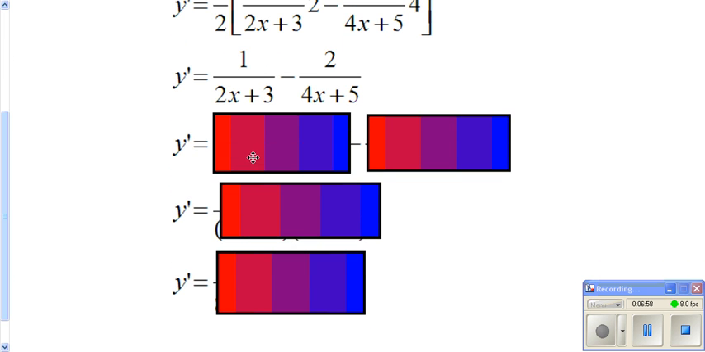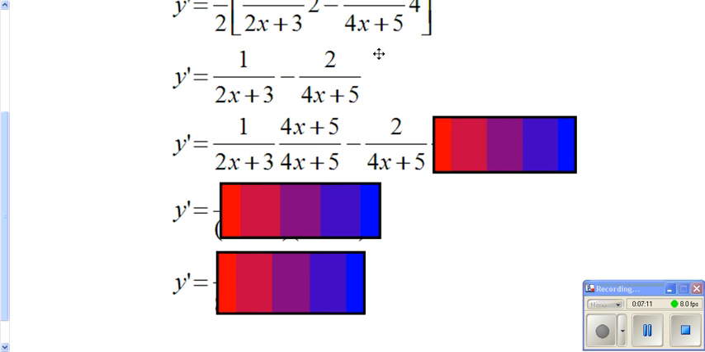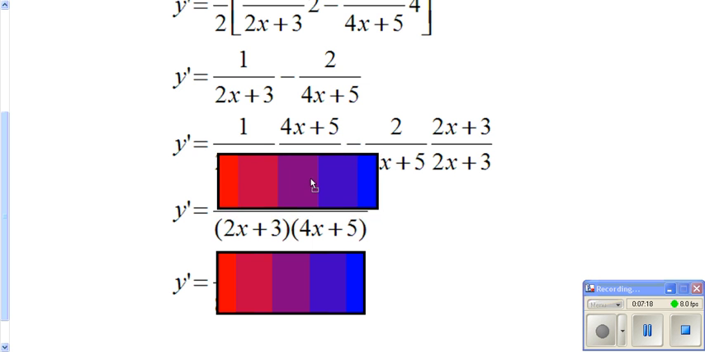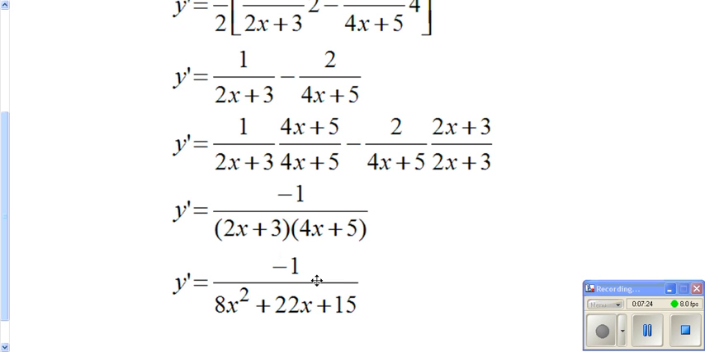Now we're going to find our common denominator, which is this one times this one. So our first fraction has to be multiplied top and bottom by our 4x plus 5. Our second one has to be multiplied top and bottom by our 2x plus 3. Write it as one fraction. Simplify the top, you get -1. If you wanted, you could multiply the bottom out, so this is our derivative. It's much easier to take our derivative of this problem using properties of logarithms to expand it first, then take your derivative.